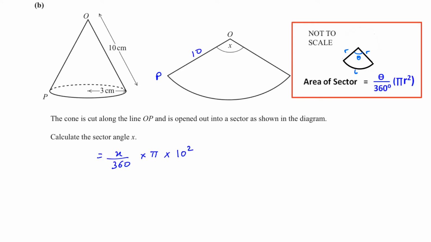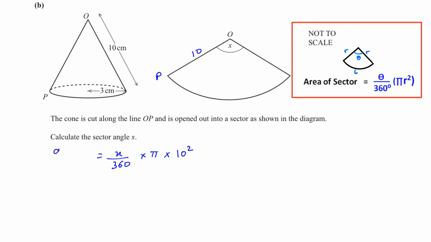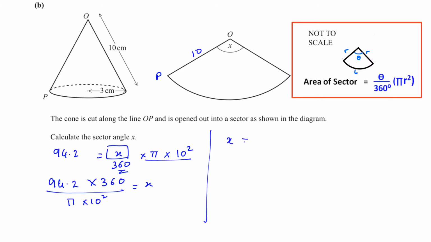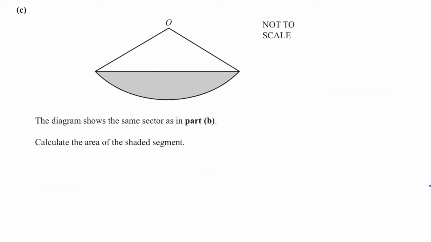We have already found the area of the curved surface area, which was 94.2. So this we will make it equal to 94.2, and we have to find x, so we'll move everything to the other side. 94.2 multiplied by 360. This denominator number will go up and pi multiplied by 10 square will go down. That will give us our x. Therefore, x is equal to 107.9 degrees.